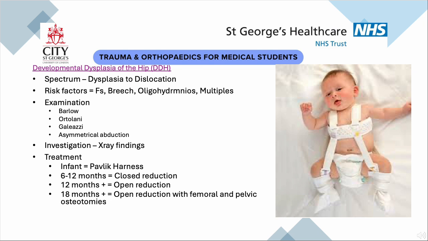Now, if we pick this up early, they can go into what's called a Pavlik harness. And this is what this baby is wearing here. If the baby presents later, after 6 months, it's too late to do an ultrasound scan and we have to do an x-ray. And that's when we're going down the road of a closed or open reduction, which we previously talked about. Along with the open reduction, we can do things such as osteotomies, where we change the orientation of the pelvis and orientation of the femur.